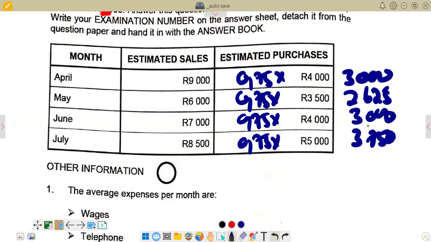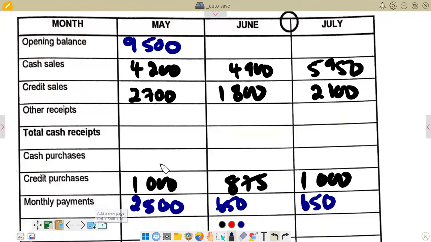So remember, we are saying these are cash purchases, which means they are going to be paid exactly in the same month. So we are just going to pick for May the same 2,625. Then for June, we pick 3,000. Then for July, we pick 3,750. So this is what we are going to do. We come here on cash purchases. For May, cash purchases 2,625. Then we have 3,000 for June. Then for July, 3,750.